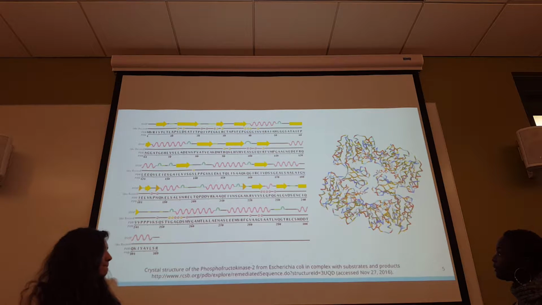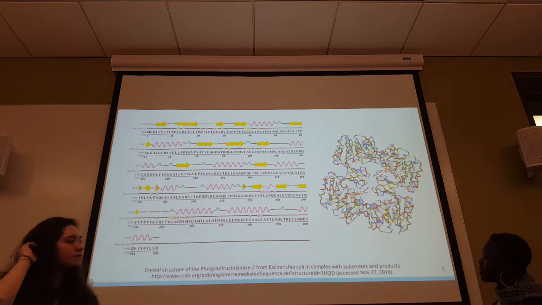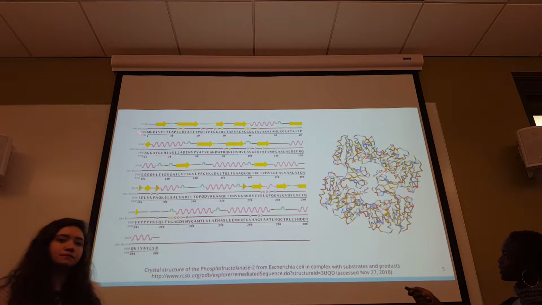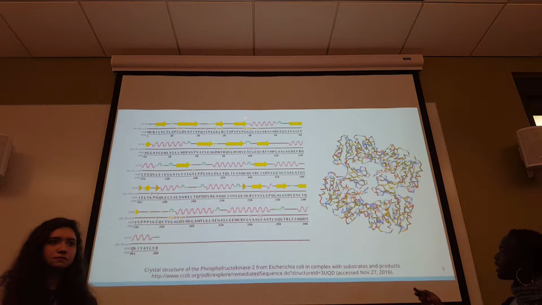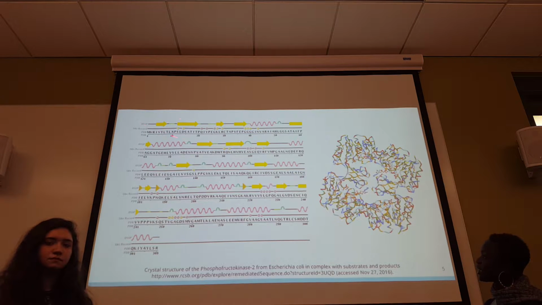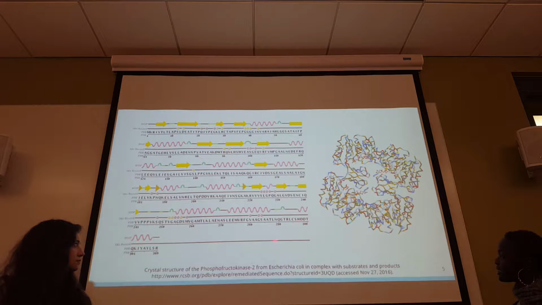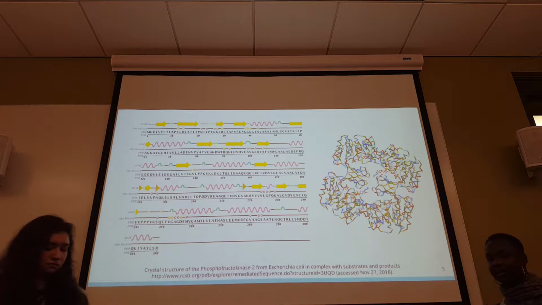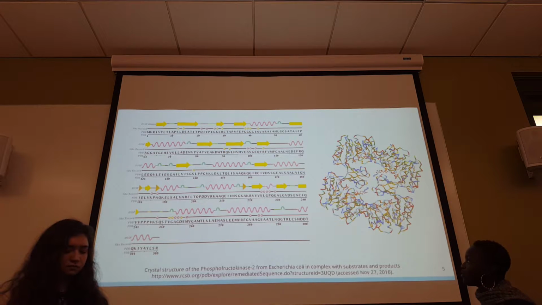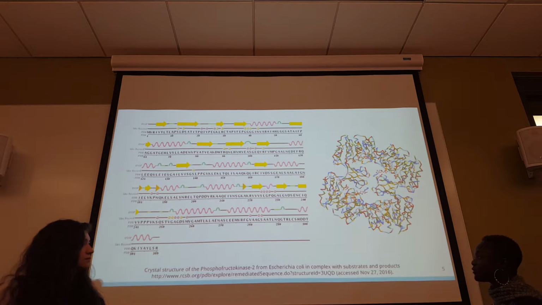Here we have the primary sequence of our enzyme. As you can see here, towards the N-terminus of our enzyme, we have a lot of beta sheets, which are represented by the yellow arrows. Whereas here, towards the C-terminus of the amino acid sequence, you have a lot more alpha helices, represented again by the red squiggly lines. The paper that we're going to present today focuses highly on the C-terminus end of our enzyme, and that will become more relevant as we continue our presentation.